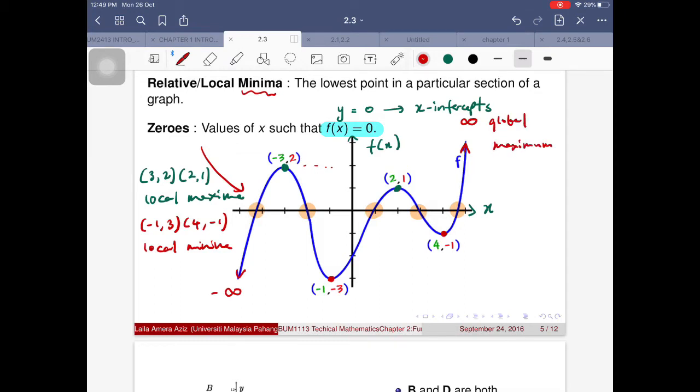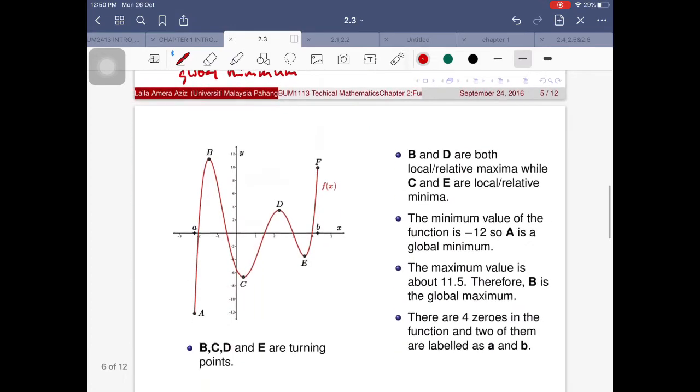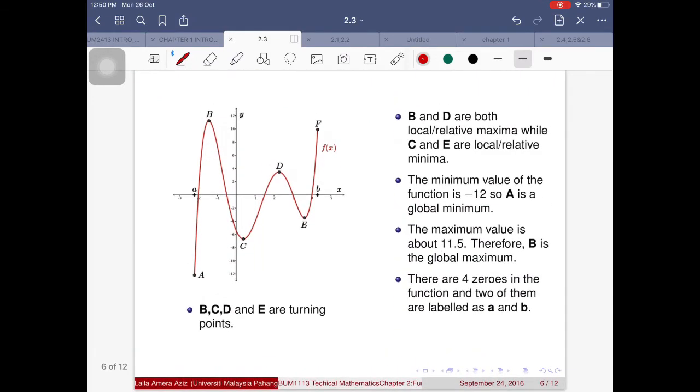So what is going to be our global maximum? Our global maximum, the highest point, is going to be at infinity. Our global minimum is going to be at negative infinity. So that is the global minimum and maximum. The turning points are local maxima or minima. The global is going to be the highest, or for cases like this, it could be positive infinity and negative infinity. So let's have a look at another example here.